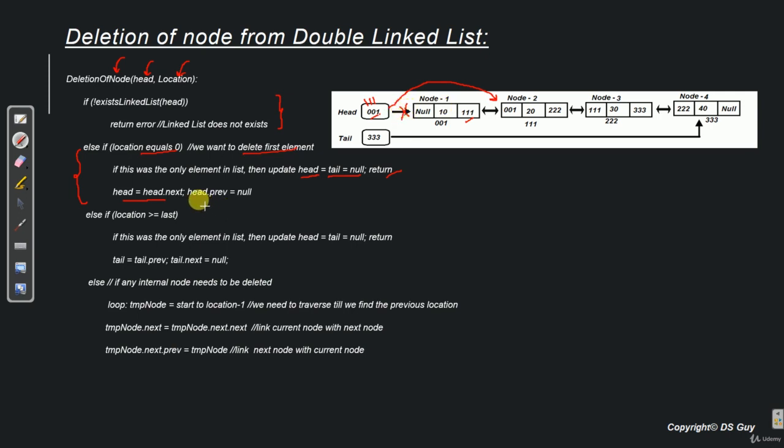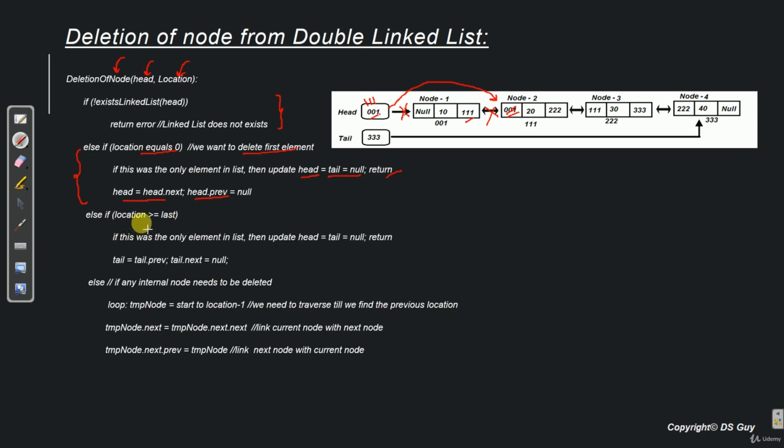Now the next step is head.previous is equal to null. Now what is head.previous? Head is now pointing to node 2, so head.previous is 001. So if we mark this as null, this link over here gets destroyed. So now node 1 is not being pointed to either by head or node 2, so automatically it gets deleted by the system. So this is how we delete the first node.